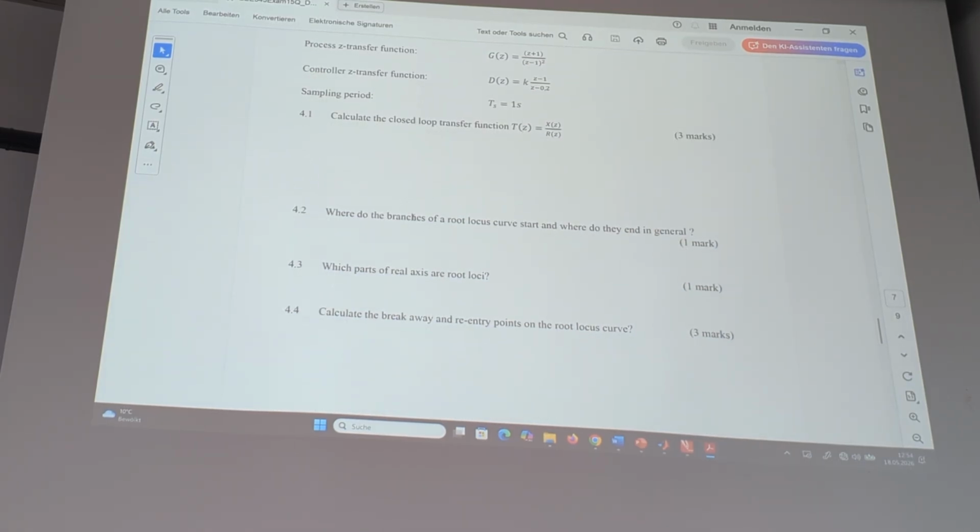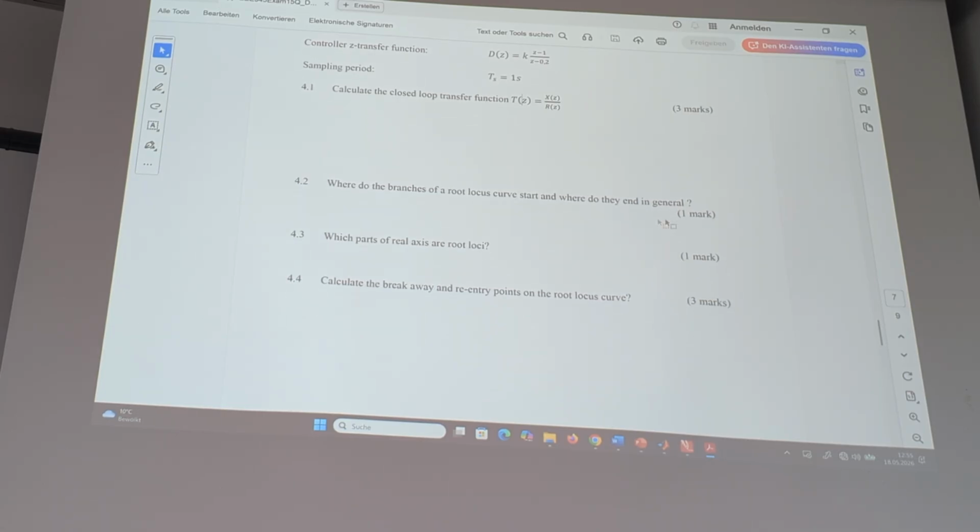Then, where do the branches of the root locus curve start and where do they end in general? Here everything is related to the rules to draw a root locus curve. Branches start at the poles of the open loop transfer function and they end at the zeros or infinity, if there are fewer zeros than poles. Which parts of the real axis are root loci? If you're left of an odd number of poles and zeros, then the real axis is root locus.